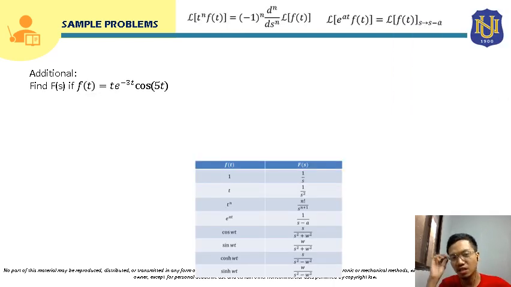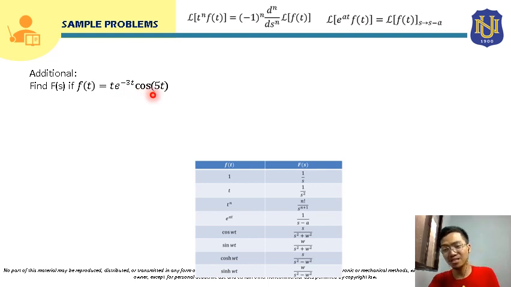Okay, so this is just an additional problem. Find F of s if f of t is equal to t times e raised to negative 3t times cosine 5t. So as you can see, the given f of t here is a product of 3 functions: t, e raised to negative 3t, and then cosine 5t.